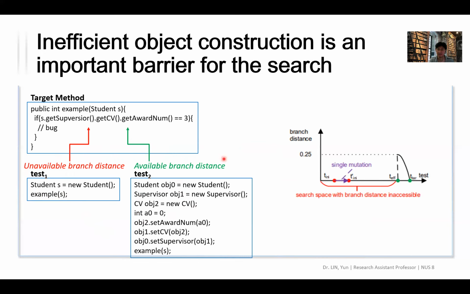And we can see that the first test case actually lies in a search landscape with no accessible branch distance, and all its neighbors will have no accessible branch distance either, because all its neighbors will also incur null pointer exceptions. In contrast, the second test case has a branch distance guiding its evolution towards the global optima. However, the state-of-the-art technique has no guidance to evolve from the first test case to the second. Note that in such a case, the test case evolution will degenerate into random testing.